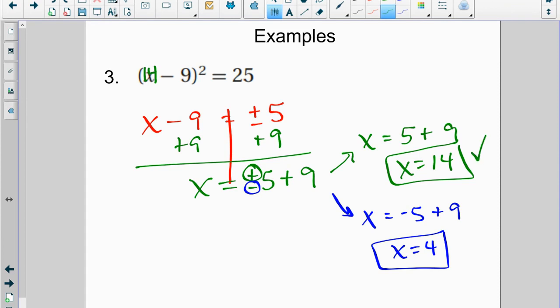What about if x equals 4? What if that's just 4? 4 minus 9, well, that would be negative 5 in the parentheses, and negative 5 squared does equal 25. That one also checks. So 14 and 4 are the values for x that would make our quadratic equation true. So be very careful when you have that parentheses that's being squared. We have to treat it a little bit different at the end there. Let's take a look at one more.